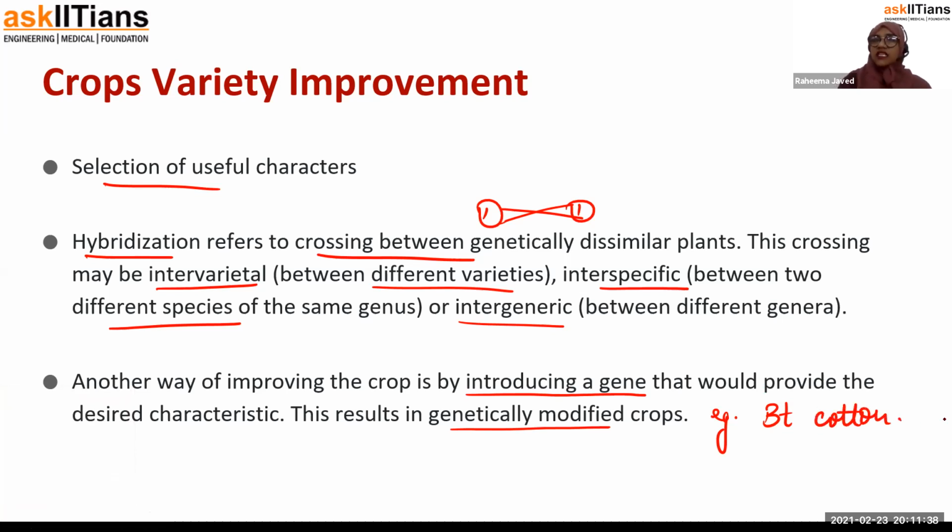I can only give this example because this example is widely used presently. There are other BT crops also, but they are not in use. So, BT cotton is the best example for a genetically modified crop. Other genetically modified crops have been produced, have been created, but they are not in use because of some ethical problems, safety concerns, etc.